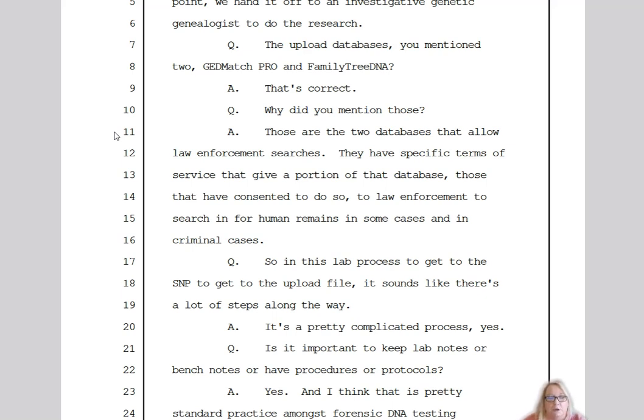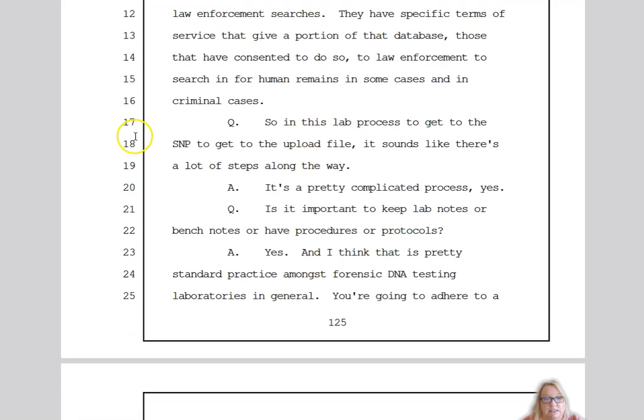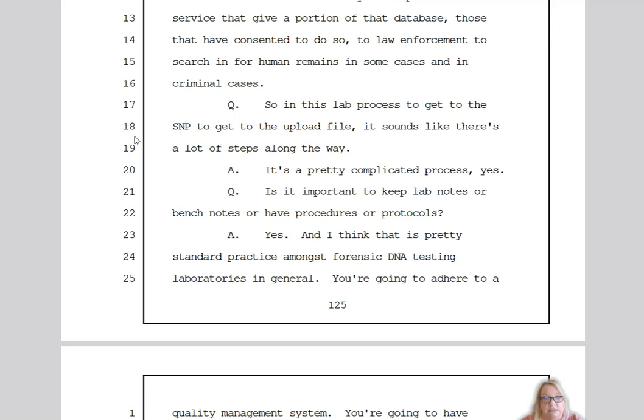So she's asking him, the upload databases you mentioned, GEDMatch PRO and FamilyTreeDNA. That's correct. Why did you mention those? Those are the two databases that allow law enforcement searches. They have specific terms of service that give a portion of that database, those that have consented to do so, to law enforcement to search in for human remains in some cases and in criminal cases.